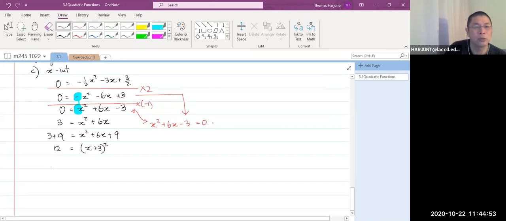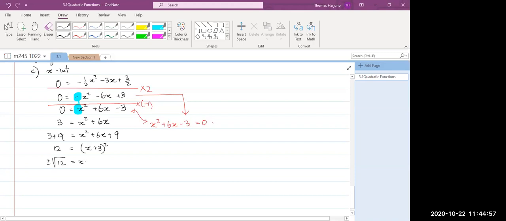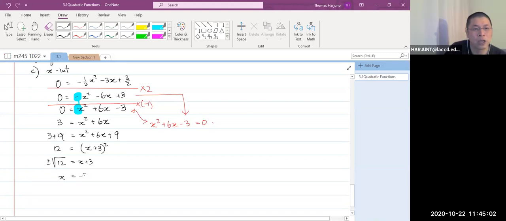Okay, let me continue. Then I apply the square root property. So this is x equals to -3 plus minus 2 square root of 3. So my x-intercepts are -3 plus 2 square root of 3, comma 0. And then -3 minus 2 square root of 3, comma 0.